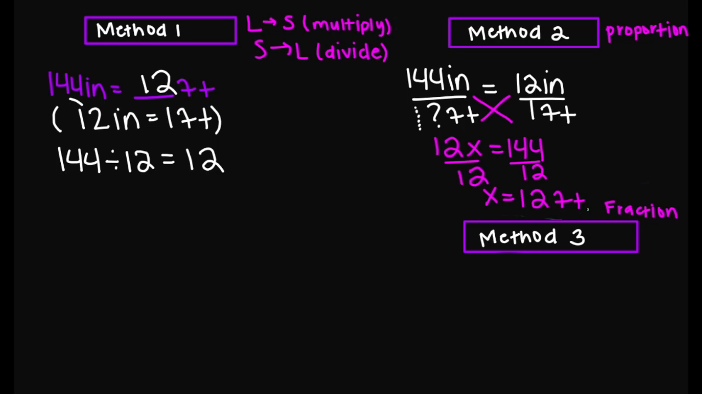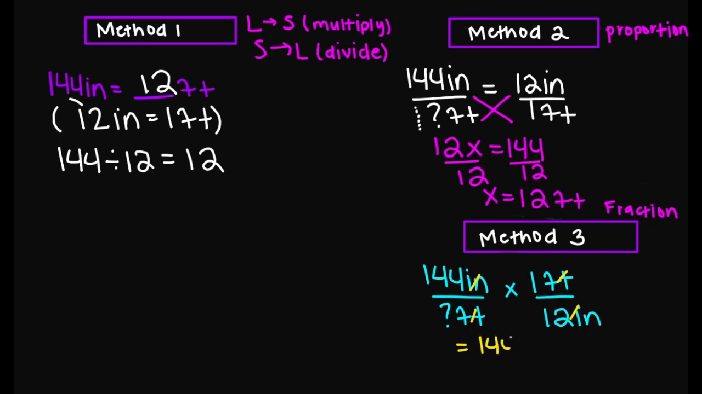Now let's look at method number 3. If we set up a fraction and we're going to multiply, so 144 inches on top, we do not know what this is, times, I'm going to do 1 foot on top here and then 12 inches here. Now, all my inches are going to cancel out here. So my numerator, you're going to get 144 because 144 times 1. And then my denominator, you're just going to get 12.